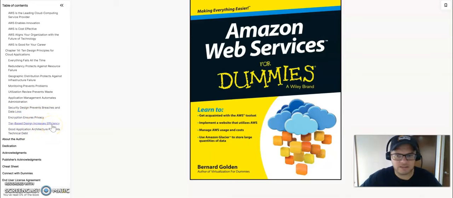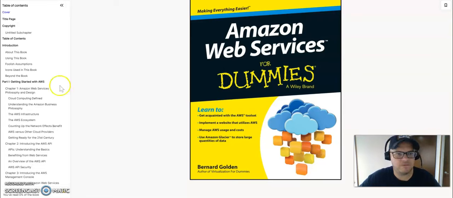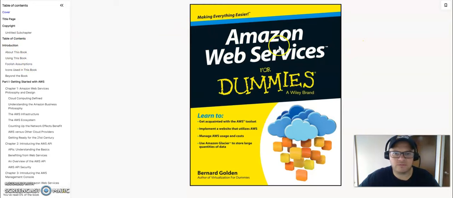So, as I told you, this is a very, very basic book. It's mainly for new people who want to learn a little bit about cloud computing, and in this world of cloud computing, what AWS and Amazon Web Services are. It's a very highly recommended book. As I told you, I like the For Dummies series very much. If it's going to be your first approach to Amazon Web Services and AWS, I highly recommend this book.